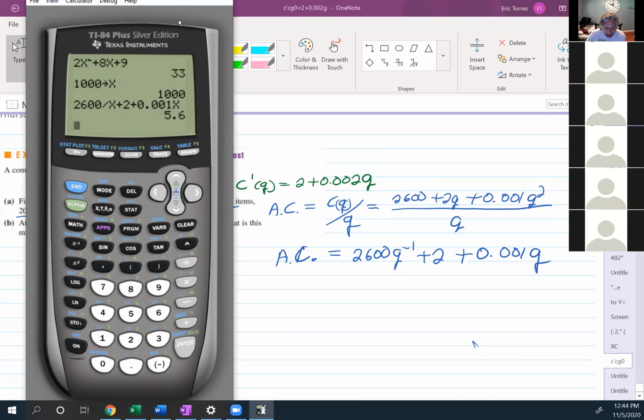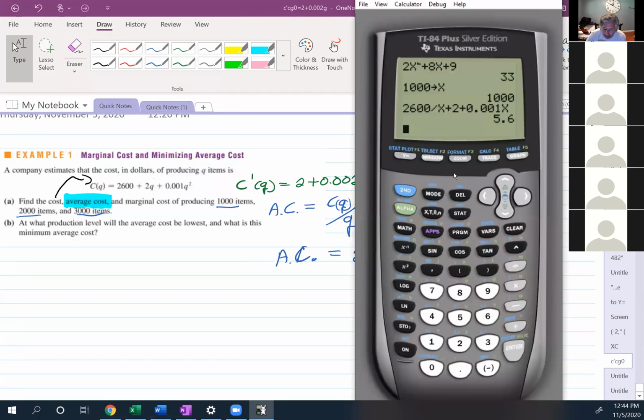So that is my average cost per unit when I have, let's see, hang on. Come on, calculator. There we go. So $5.60 is my cost per unit, and that's in dollars. Just double checking my units, for producing 1,000 units.